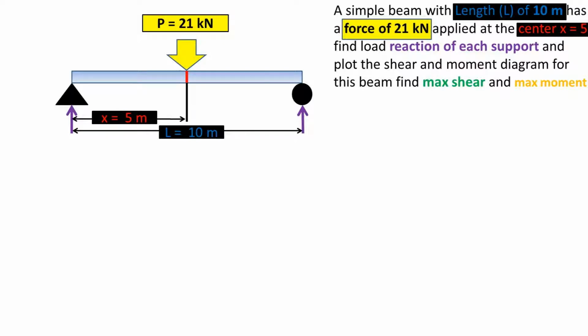In this problem, we have a massless simple beam with length L of 10 meters that has a force of 21 kilonewtons applied at the center, at x equals 5. We want to find the load reaction of each support and plot the shear and moment diagram for this beam. We will also be finding the max shear and the max moment.